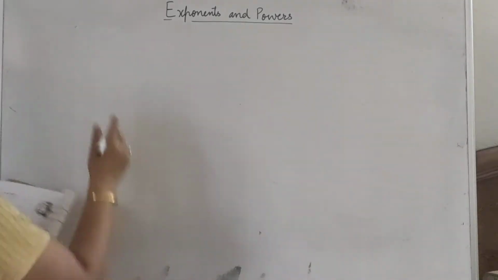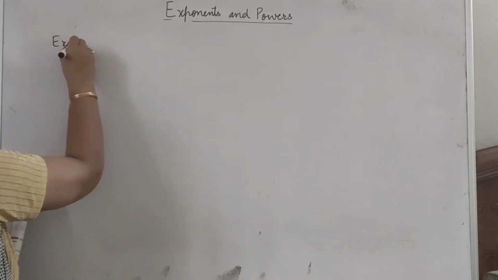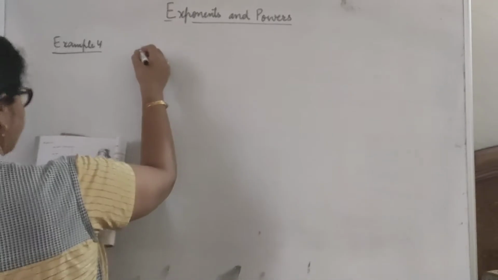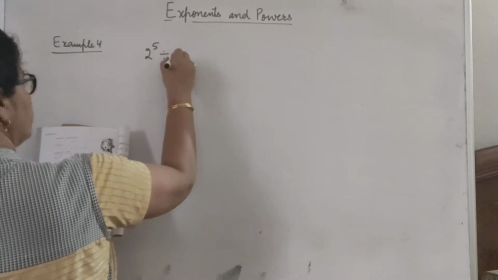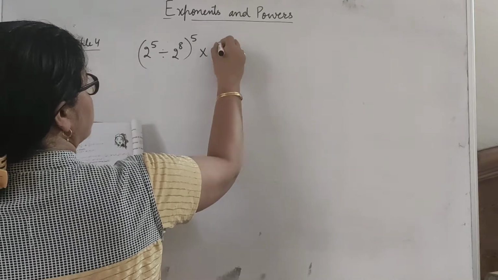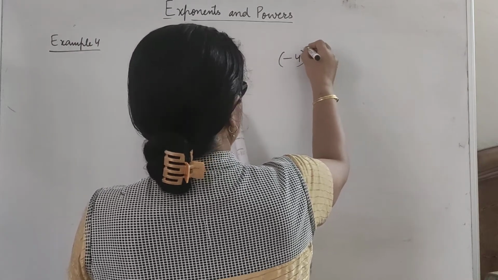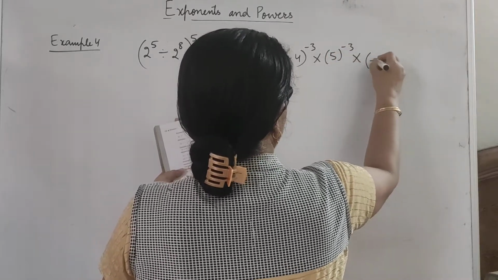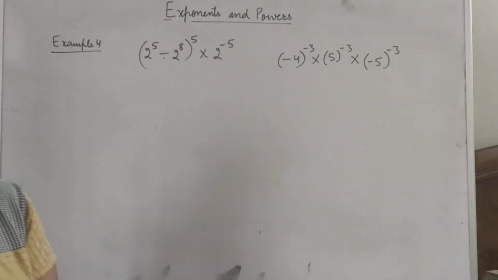Now example 4 I am telling you. In example 4 he is saying simplify and write in exponential form. 2 raised to the power 5 divided by 2 raised to the power 8, whole raised to the power 5, into 2 raised to the power minus 5, and then minus 4 raised to the power minus 3, 5 raised to the power minus 3, minus 5 raised to the power minus 3. Here he is saying simplify and write in exponential form.